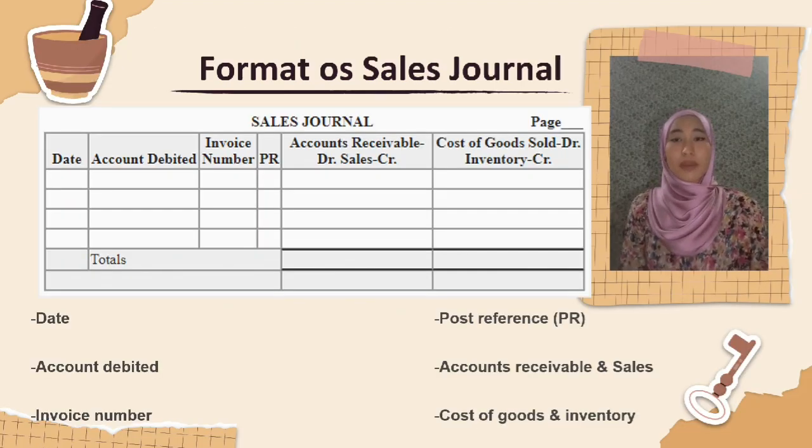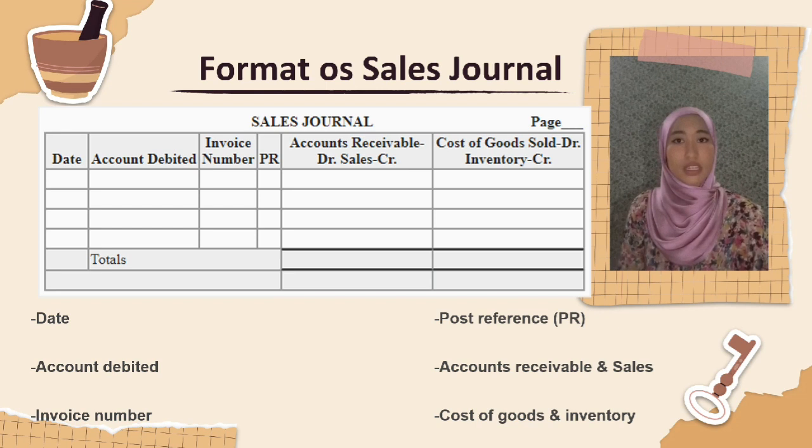Next is the format of sales journal. The information recorded in sales journal depends on the nature and the needs of each individual business. However, a commonly used format of sales journal is, firstly, the date column, which is used to record the date on which the sale is made, and normally it is the same date as written in the invoice.